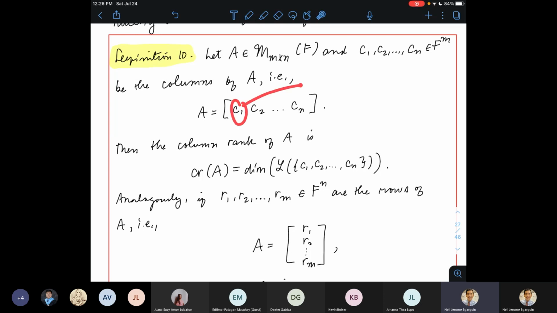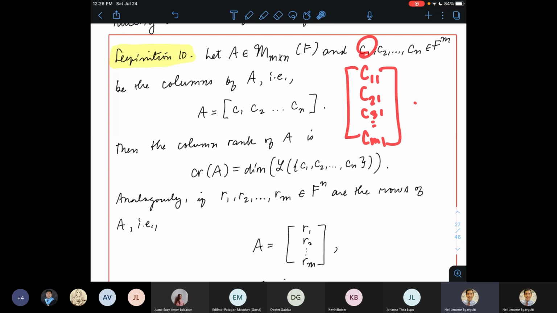So that means pag in-expand ko tong C1, ang itsura niya talaga ay C1,1, C2,1, C3,1, hanggang Cm1. So indeed, yung mga CIs, siya ay element ni Fm. Kasi dapat magkaroon ng m na rows itong matrix A. And there would be n of them, okay? Kasi dapat n yung number of columns.